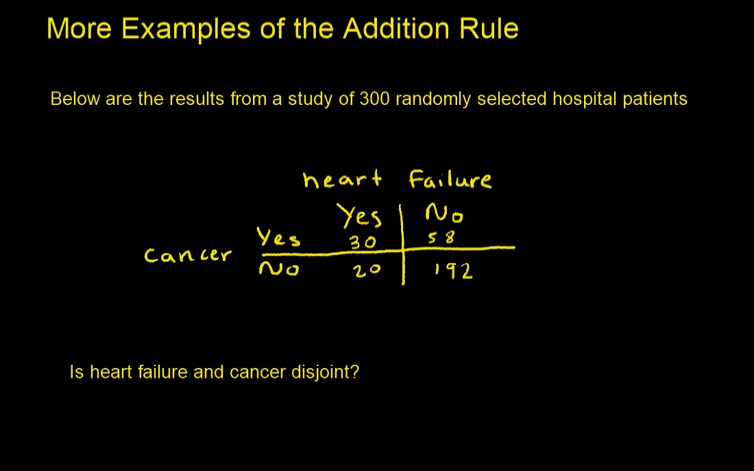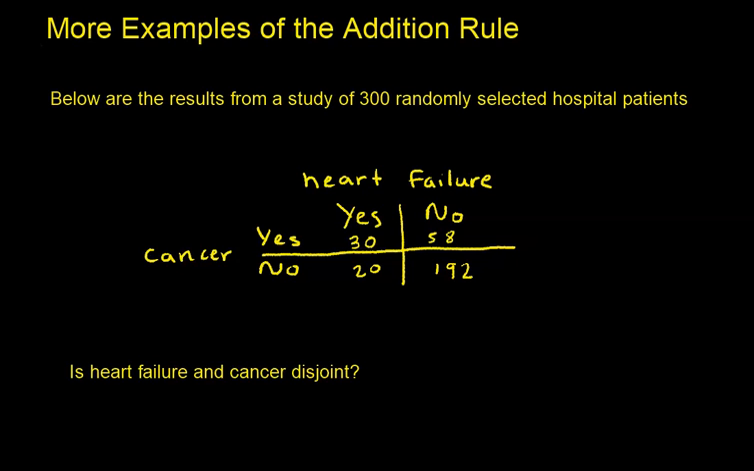In this video, we're going to discuss some more examples of the addition rule. Below are the results of a study of 300 randomly selected hospital patients. The first question is: are heart failure and cancer disjoint events? Remember, if they're disjoint, then they can't happen at the same time.